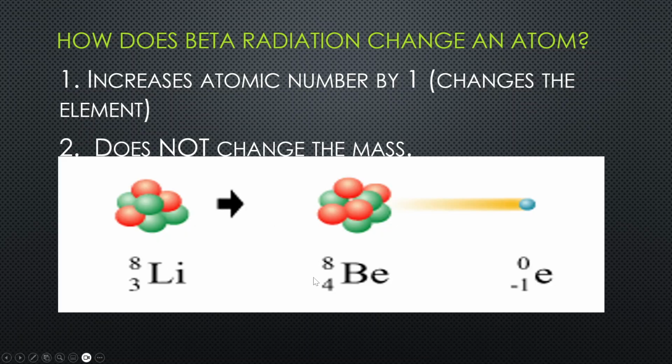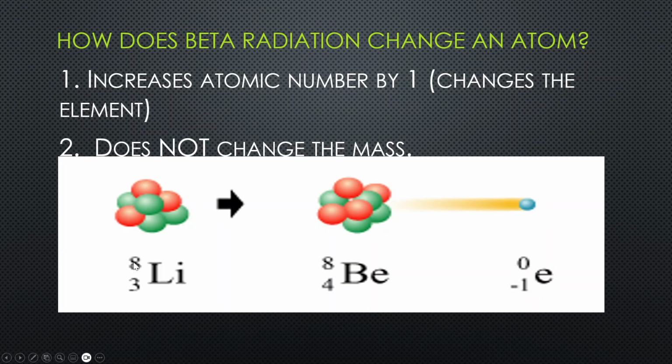And it does not change the mass because electrons don't have any mass. So here's an example. We have lithium, and this one's a little bit confusing. It does take some practice. So take a minute, think about it. We have lithium, which has a mass of 8 and atomic number of 3. We're going to remove, and we always write it as an electron, even though it may be a positron. When it kicks out, we just write it as an electron. We don't worry about putting a positive one on it.